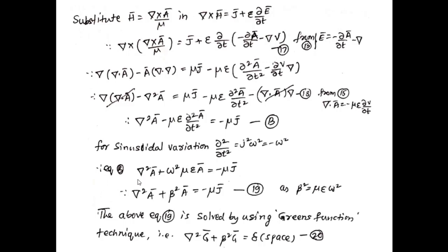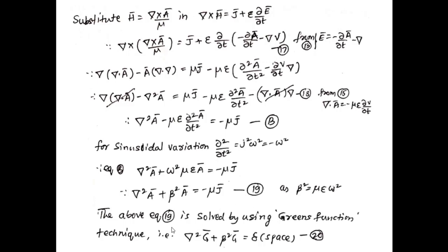Equation number 18 can be written as del square A bar plus omega square mu epsilon A bar is equal to minus mu J bar. Therefore, del square A bar plus beta square A bar is equal to minus mu J bar, equation number 19, as beta square is equal to mu epsilon omega square.